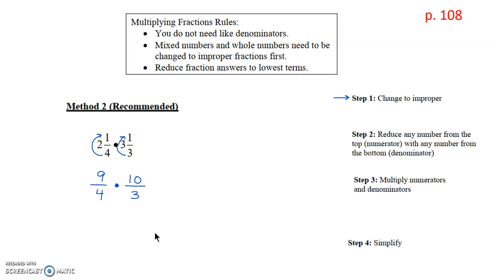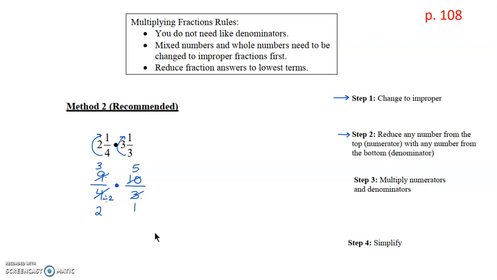Now we can reduce the numbers through the cross-reducing. So I'm going to take a look at 9 and 3, and both of these numbers are divisible by 3. So I'm going to divide by 3 and divide by 3. On the other diagonal, 4 and 10, these are both divisible by 2. And there's no problem showing yourself, or you can just cross them out. 4 divided by 2 is 2, and 10 divided by 2 is 5.